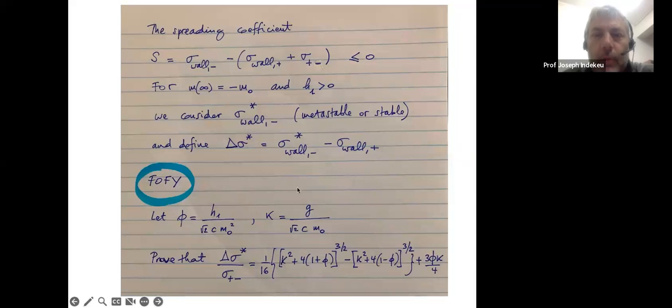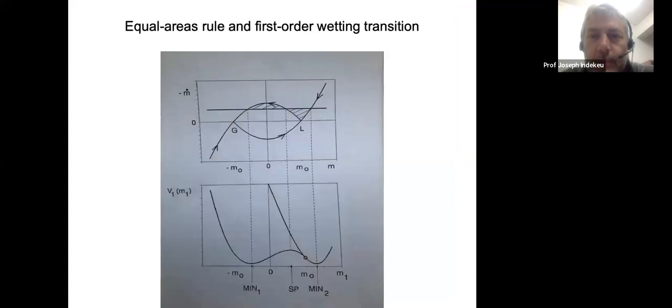No, there's no interaction between walls here. So the sigma wall minus is the surface free energy for a profile that goes from the wall to the minus phase. And the sigma wall plus is the surface free energy of a profile that goes from the wall to the plus phase. So let me go back to this picture here.